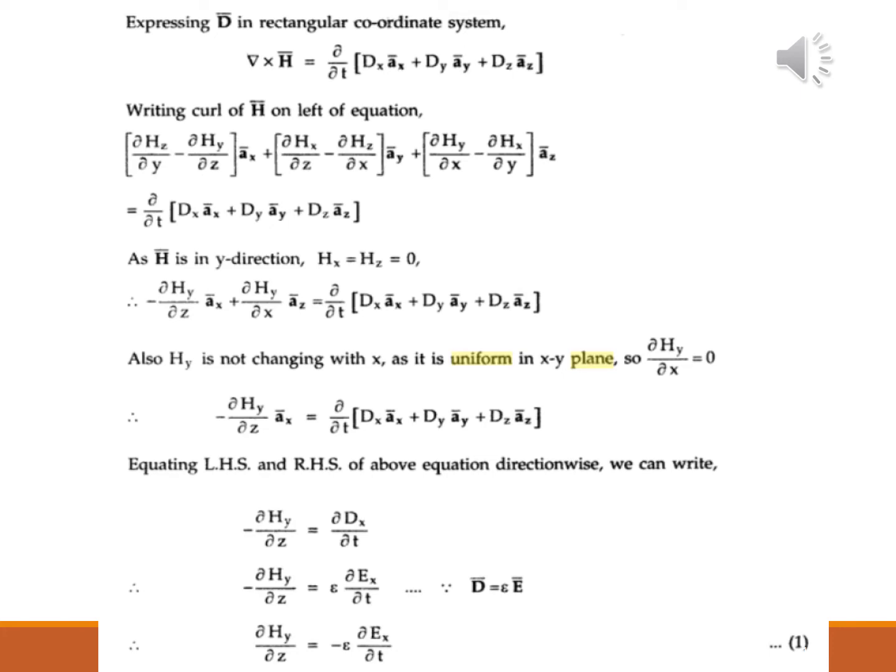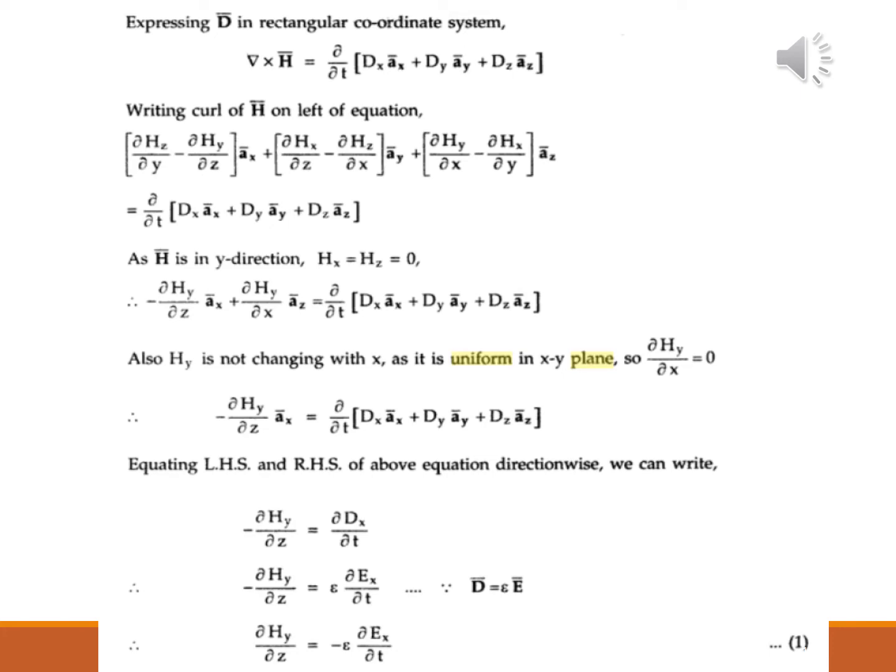Now H is in which direction? In the y direction, which means Hx and Hz are 0. If Hx and Hz are 0, it automatically implies that any terms like dou Hz by dou y vanish. I'm referring to the curl equation, writing curl of H on the left hand side of the equation. In this curl equation, all Hz terms and all Hx terms will be 0, because if Hx and Hz are 0, then any rate of change of Hx and Hz is also going to be 0.